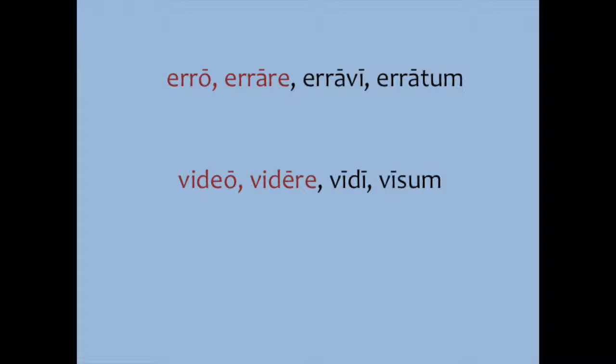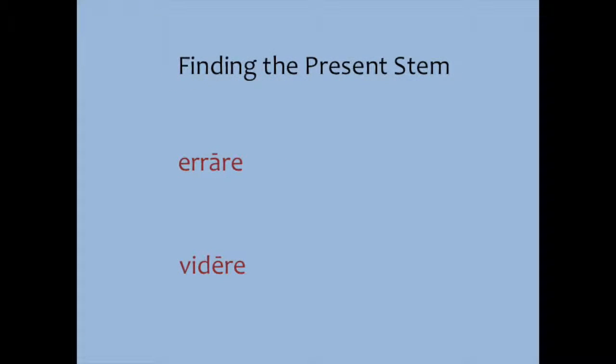Same thing for second conjugation verbs. For example, video, videre, these are the only two forms you need to form the present tense active. So let's take a closer look at those. Let's look at the second principal part, which is, of course, the present active infinitive, to do something. So errare means to make a mistake. Videre means to see.